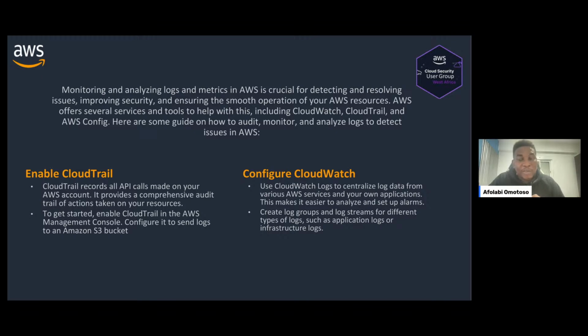So overall, AWS offers several services and tools to help with our logs, our monitoring and analyzing of our logs and metrics. The services that AWS offers actually vary, but I think the most popular one is CloudWatch. Everybody uses that. It depends on what exactly we want to do that will determine the kind of resource that we want to use to handle logs and metrics for the workloads. So the most popular one is CloudWatch.